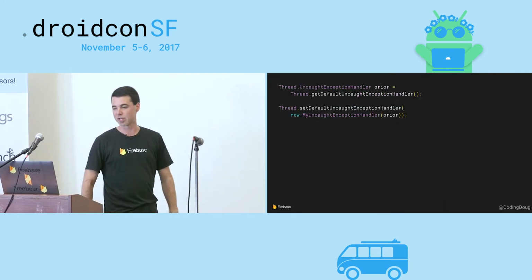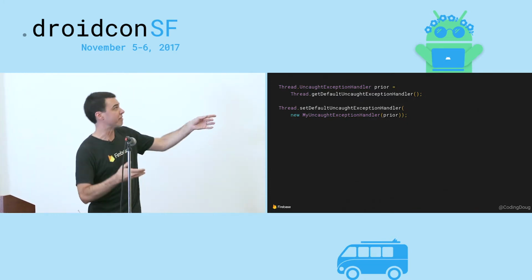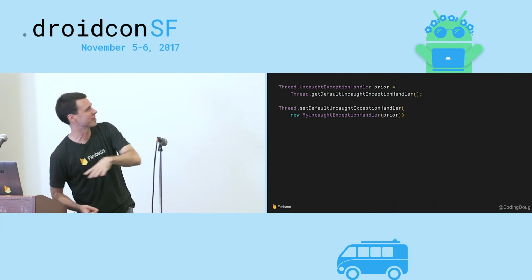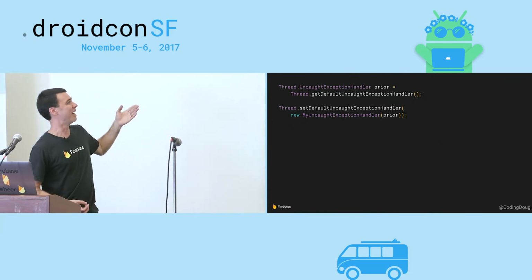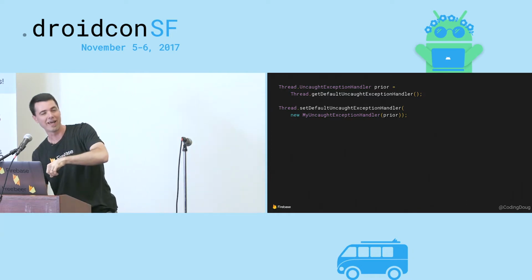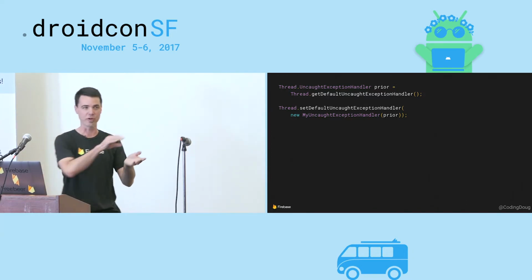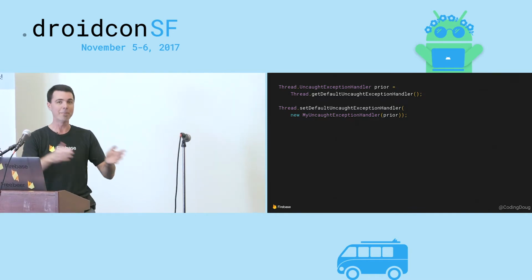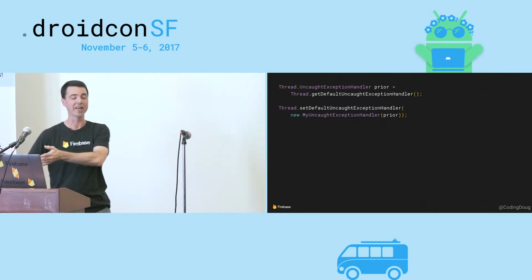To set up your uncaught exception handler, you get the default. You use this API, Thread.getDefaultUncaughtExceptionHandler, which is a lot of words, verbose Java, right? Then you set yours in its place. Because yours is taking the other one as the prior, it will call through. Each uncaught exception handler is calling each other in a chain until you get back to the original uncaught exception handler that Android provides.